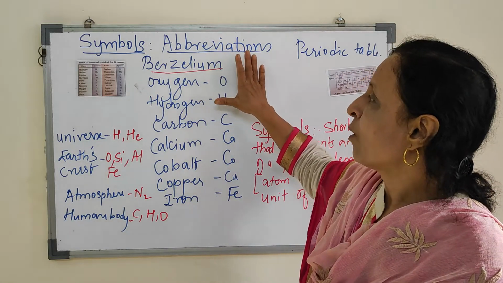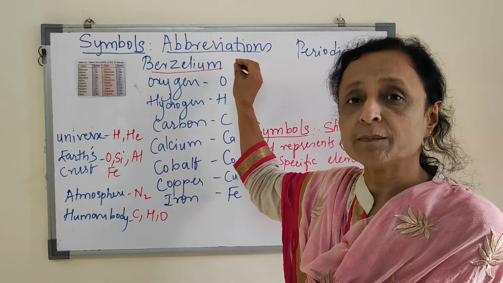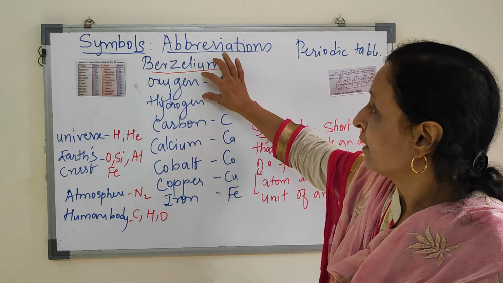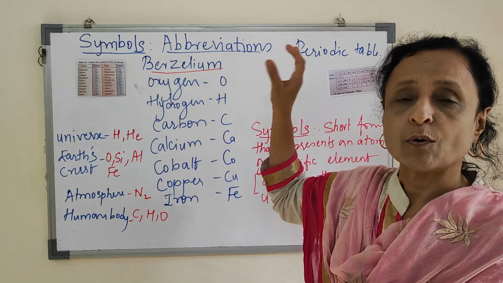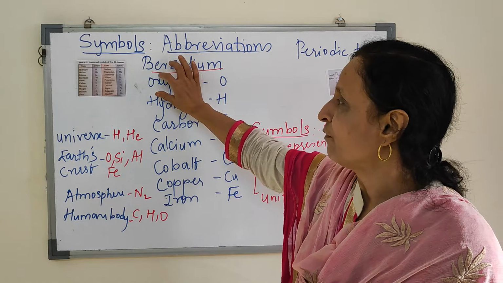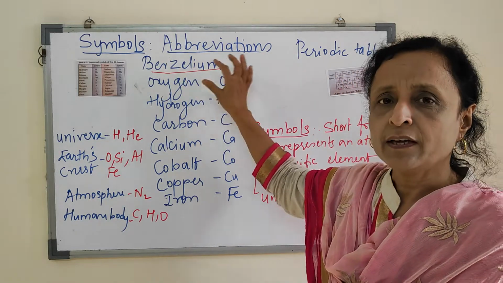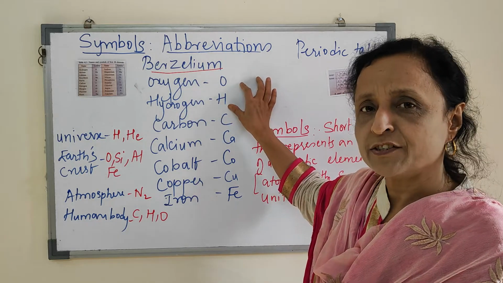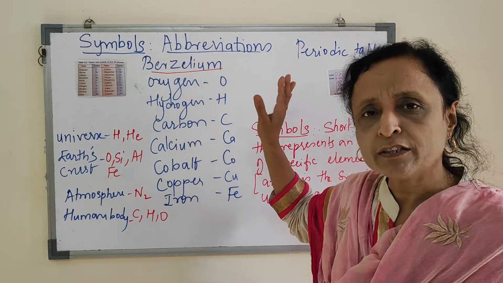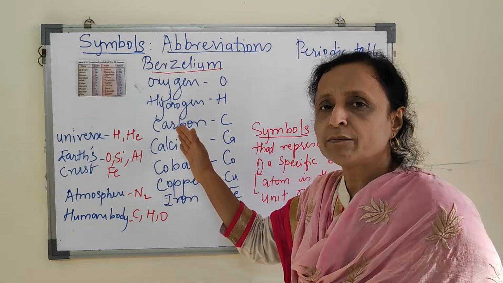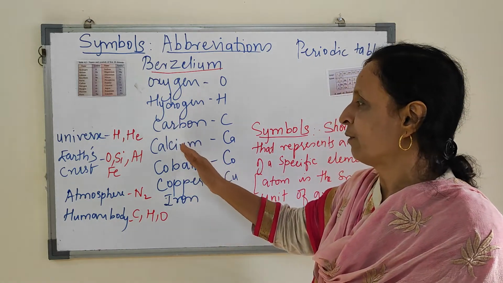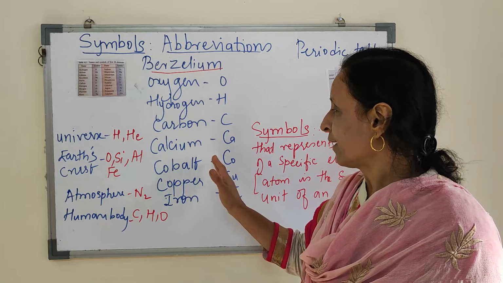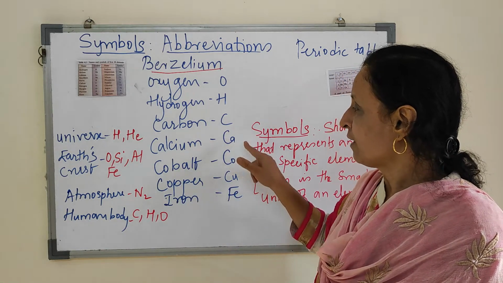So what symbol did Berzelius give to oxygen? O. Whatever the initial alphabet, he gave that symbol to the element. O. Hydrogen, H. Carbon, C. Now see, carbon, C. Calcium, he could not have given C to calcium, so what he gave is Ca. Cobalt, again Co. C, Ca, Co.